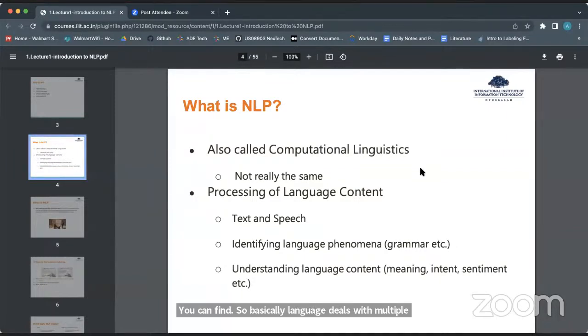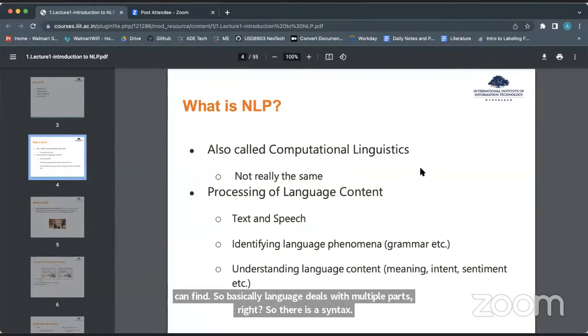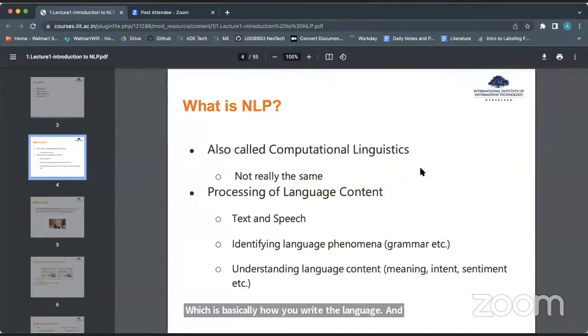So basically, language deals with multiple parts, right? There is a syntax, which is basically how you write the language. For now, we are talking about natural language. We are not yet into computer stuff, right? So we have syntax. Syntax is nothing but, if I say I have a cat, I is a pronoun, have is a verb, and cat is a noun. So these all are syntax. Based on syntax, you have a predefined syntax for each language. So Telugu has different syntax, Hindi has different syntax, and English has different syntax.